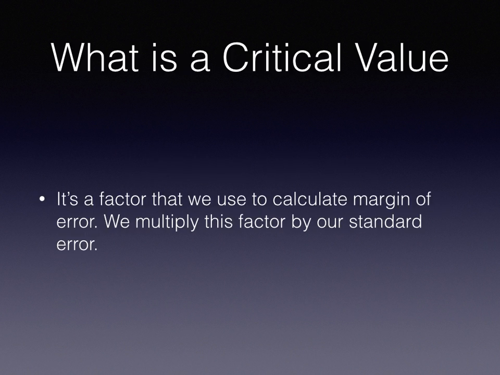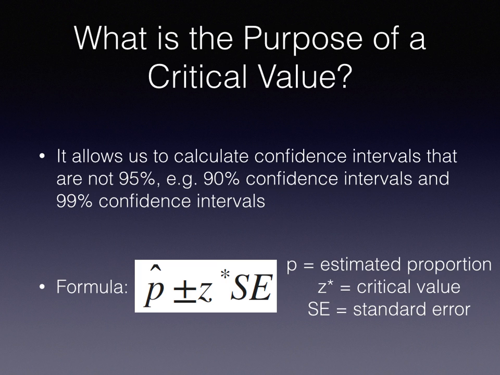So what is a critical value? It is a factor that we use to calculate margin of error. We multiply this factor by our standard error. So what is the purpose of a critical value? It allows us to calculate confidence intervals that are not 95%, for example, 90% and 99% confidence intervals.